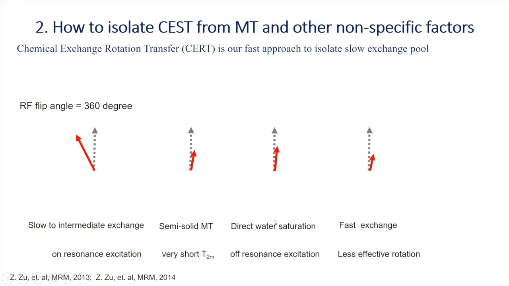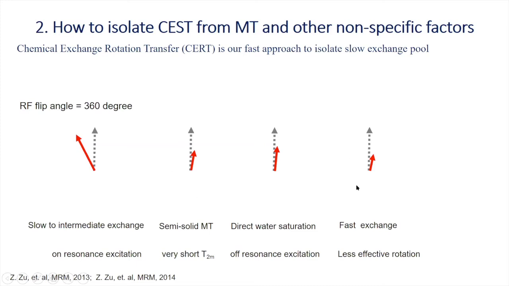So this is actually off-resonance excitation. The spin will rotate around the effective field, so there's also no actual rotation. And for fast exchange, during the flip angle, during the irradiation pulse or rotation pulse, the spin will exchange, and so there's also no rotation. So this becomes less effective rotation.